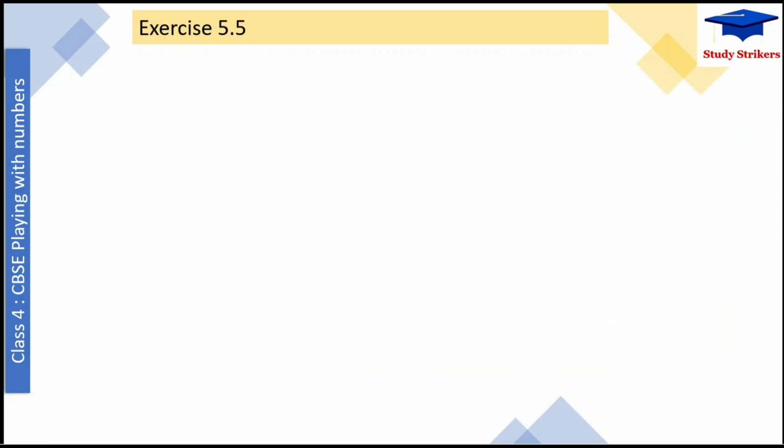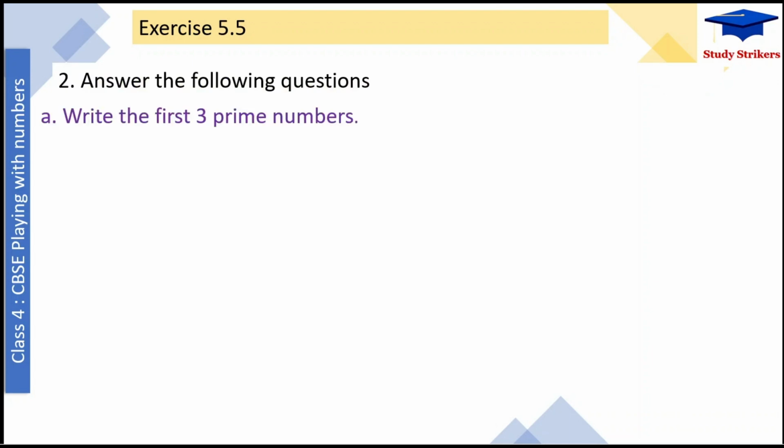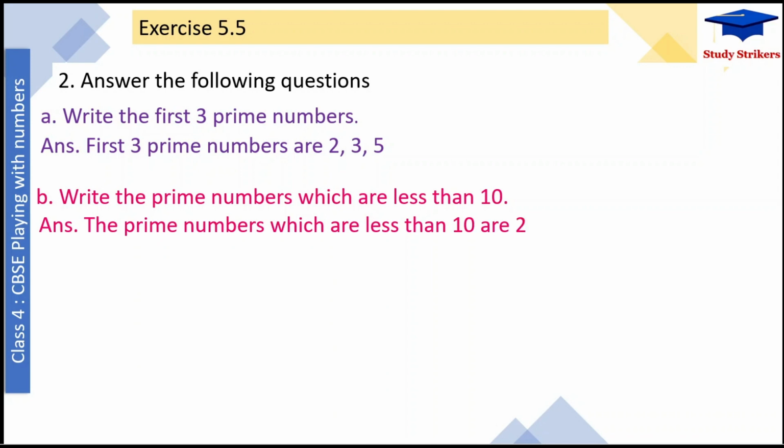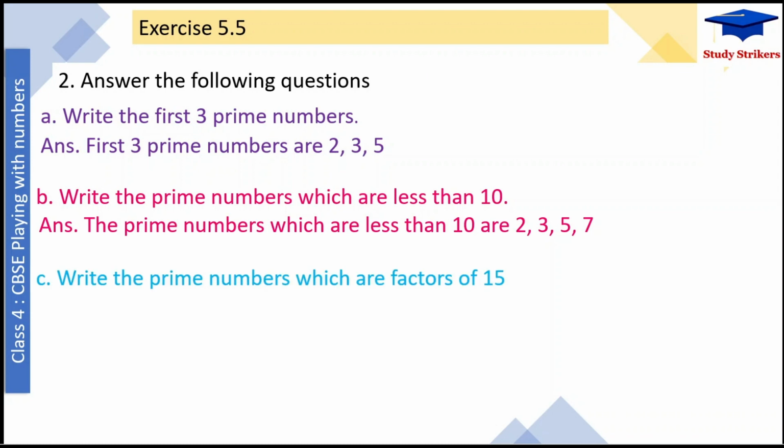Okay, now we will start with the next. We have to answer the following questions. Write the first three prime numbers. So the first three prime numbers are 2, 3 and 5. We have to write the prime numbers which are less than 10. So the prime numbers which are less than 10 are 2, 3, 5, 7.